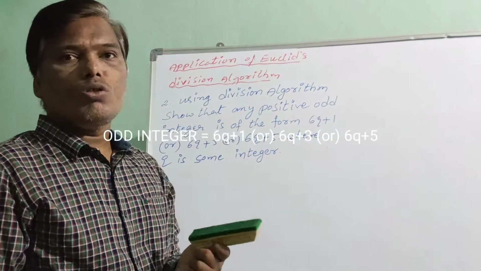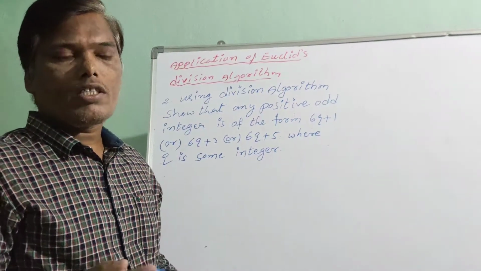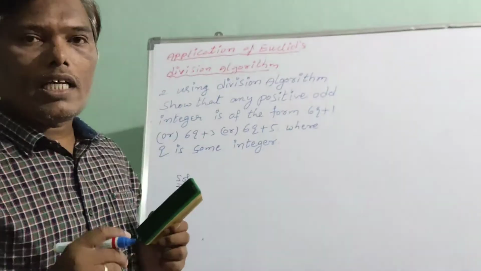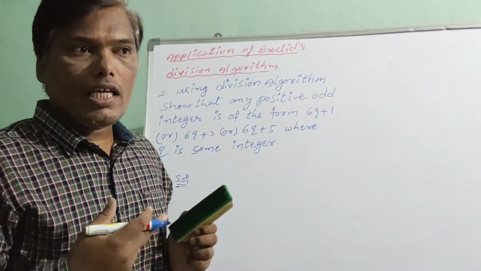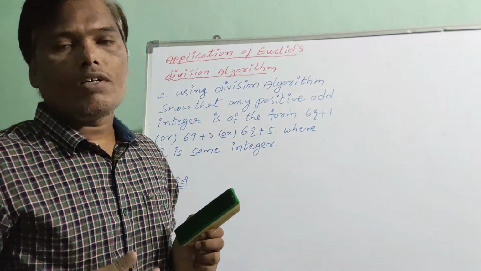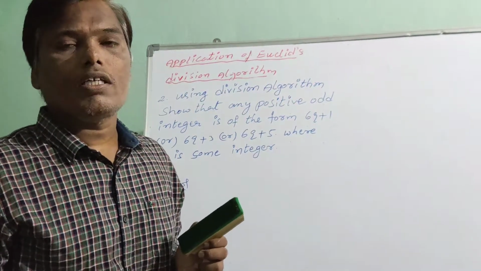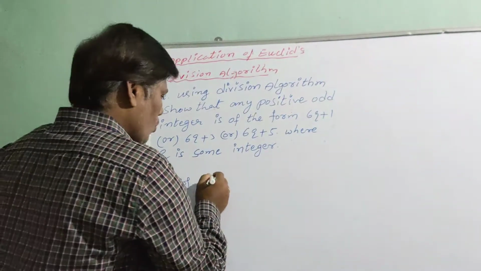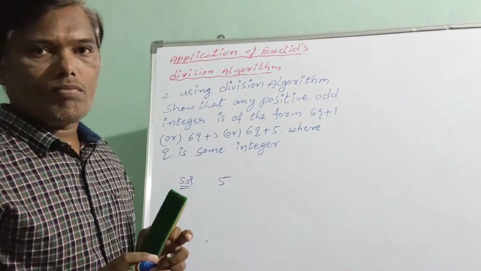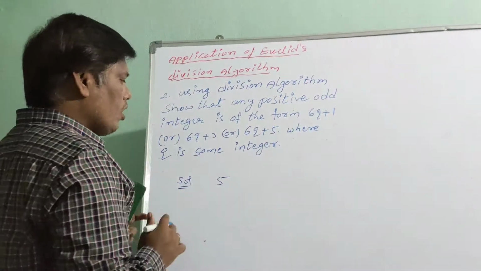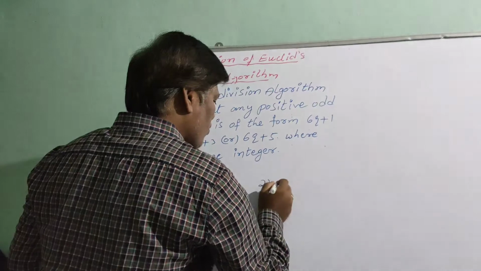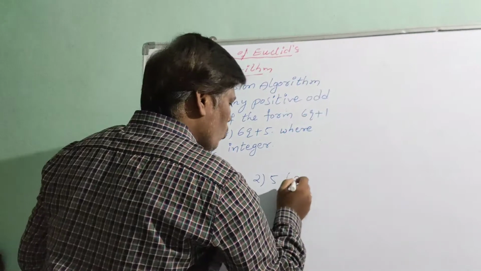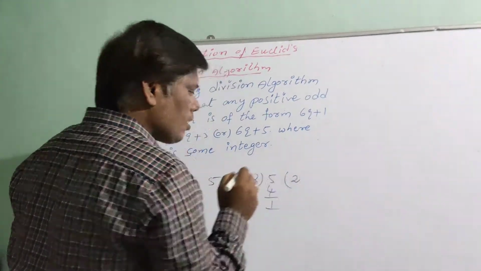Okay, before going to discuss this problem, I must tell you one thing. If you consider any number, it may have different forms, depending on the divisor that you choose. For example, to understand it, let us take a number 5. If you divide the number 5 by 2, what will we get? 2 2s are 4, the remainder is 1.